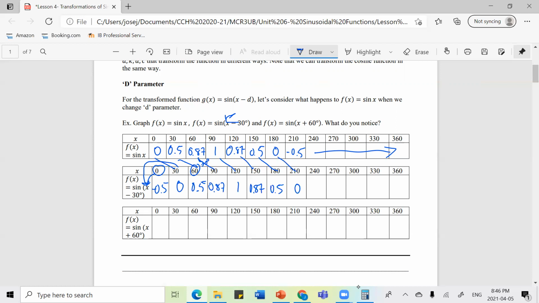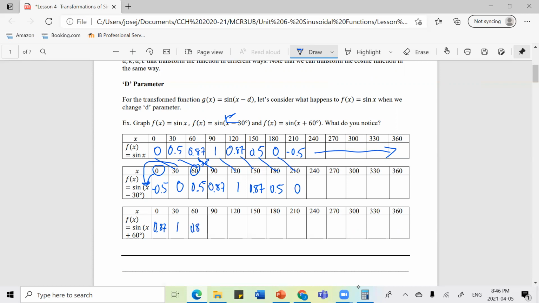And what do you think is going to happen? We have sine of x plus 60. Well, let's just do the same math here. Sine of 0 plus 60. So 0 plus 60 is 60 degrees. And then, of course, the sine of 60 degrees, we already know what the answer is. It's up here in the first table, 0.87. Sine of 30 plus 60, 30 plus 60 is 90, and the sine of 90 is 1.